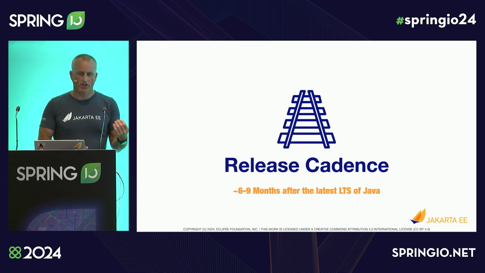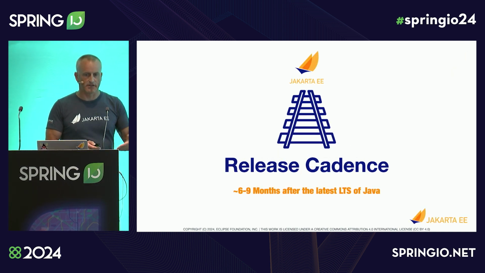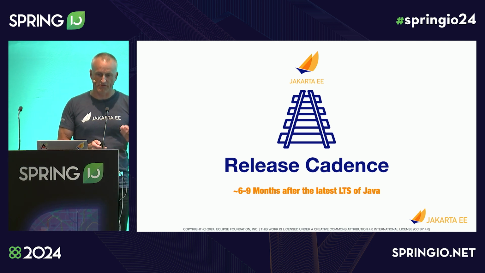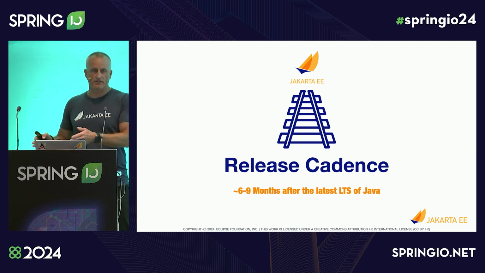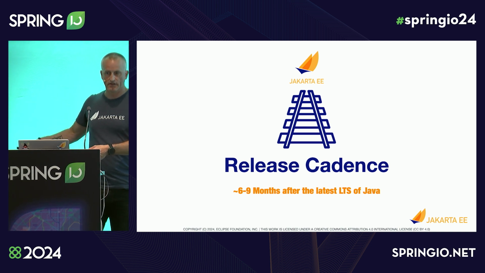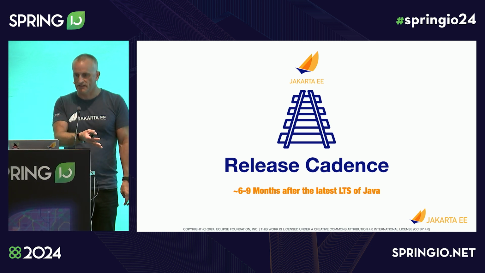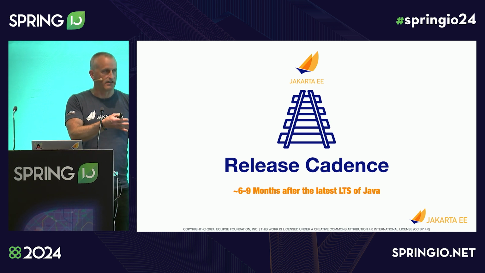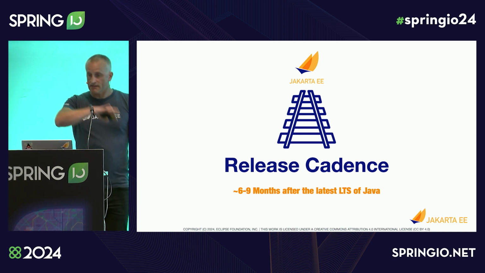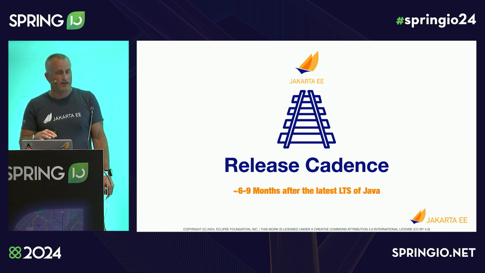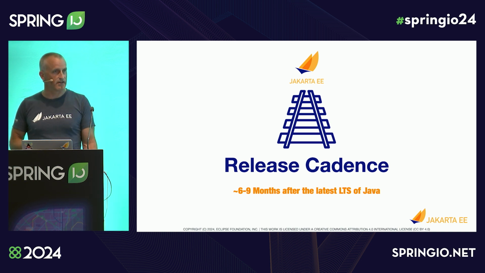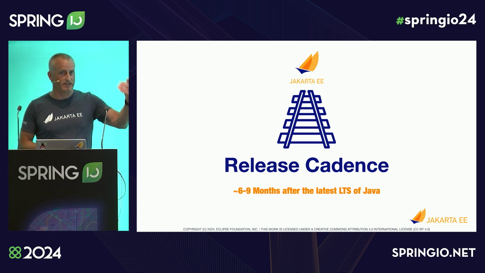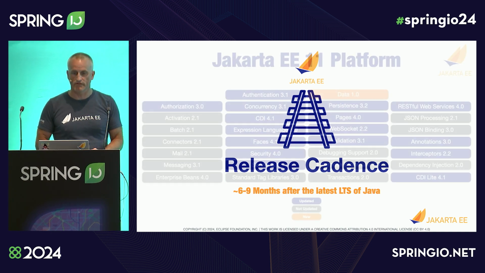With Jakarta EE 11, we're establishing a release cadence to release it 6 to 9 months after a Java LTS release. So Java 21 was released in September, so in June, July, we release Jakarta EE 11. And that's the same cadence we hope to keep when Java 25 comes around: 6 to 9 months after, we will release Jakarta EE 12. So you can rely on this rhythm of releases.